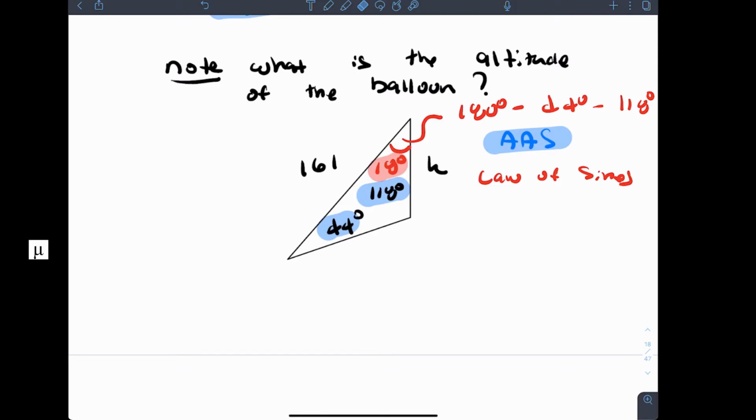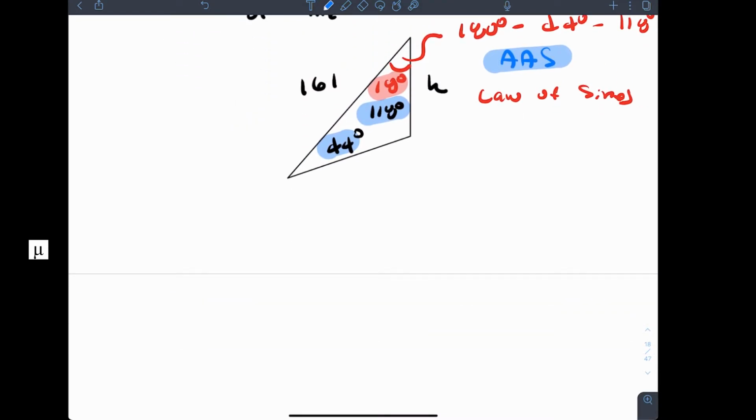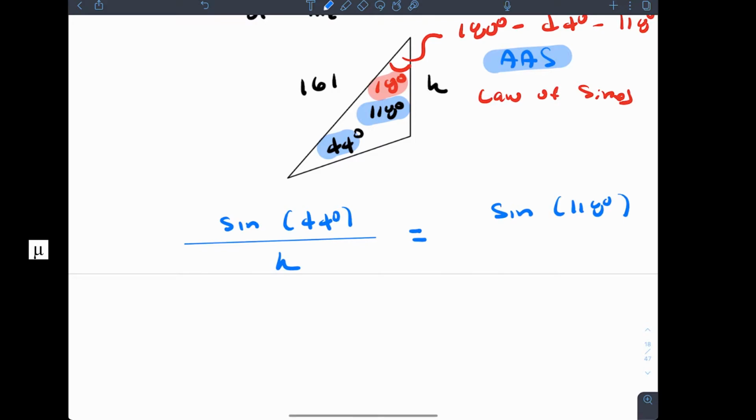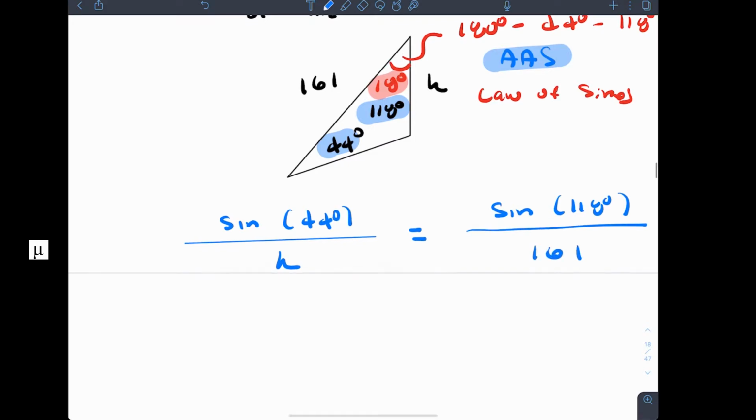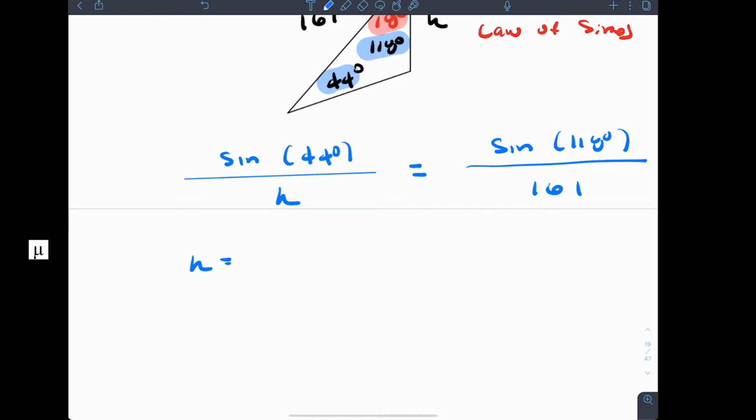Okay, you guys okay with this? So how do we find the answer? What is this? Sine 44 degrees over what? H will be sine 118 degrees over 161. Good. And so now H will be 161 sine 44 over sine 118 degrees.